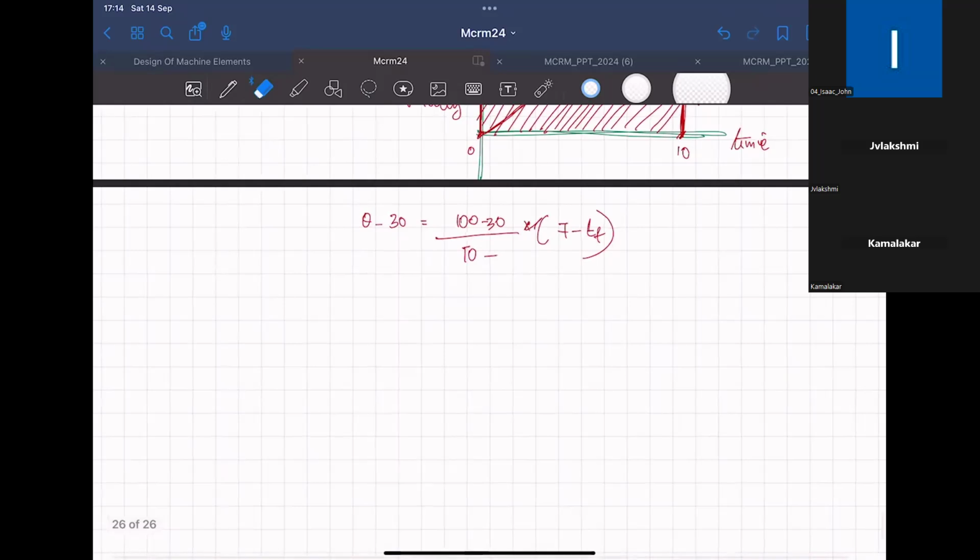Can you see my board? I think it's not responsive a lot of the time. Let me try and connect it once again. Okay. One second. Yes.